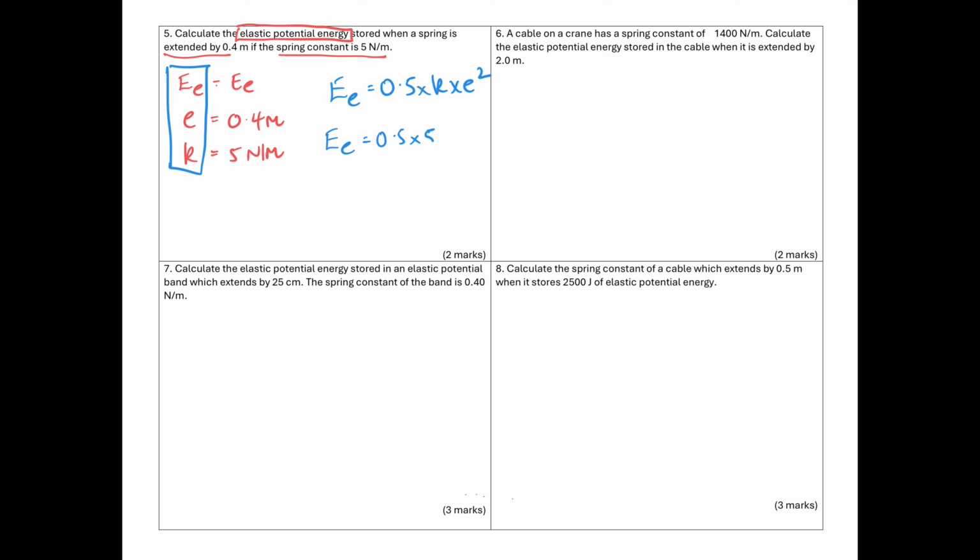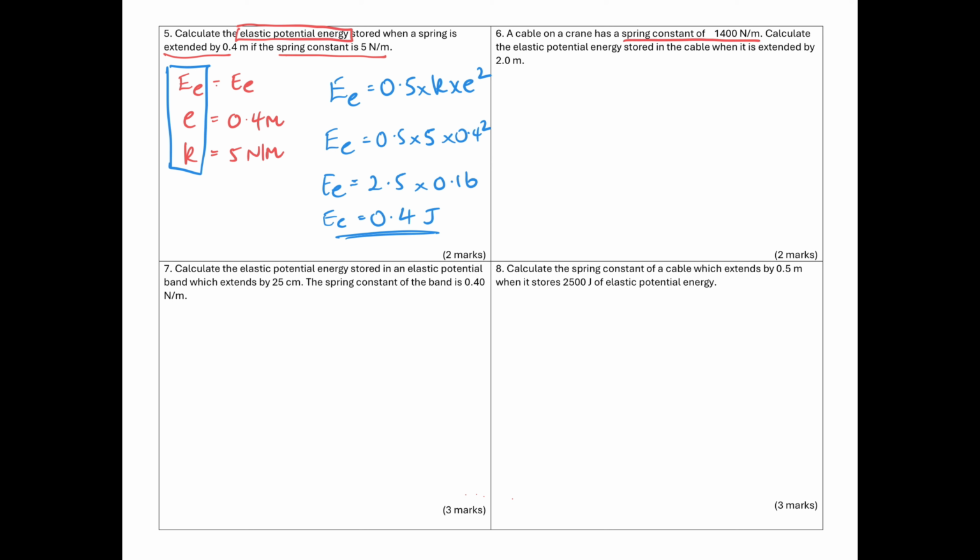We can now substitute in, so rather than k, we can write 5, and e is 0.4, but we need to remember to square it. So elastic potential energy, 0.5 times 5 is 2.5, and 0.4 squared is 0.16. We can then continue to use our calculator by multiplying those two together, and that gives an answer of 0.4, and the unit is joules for energy.